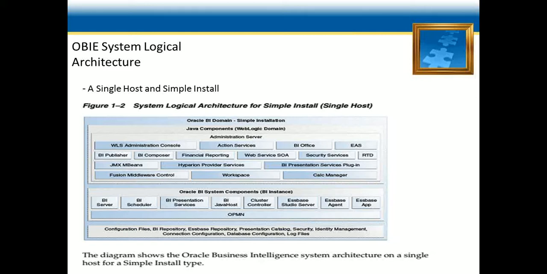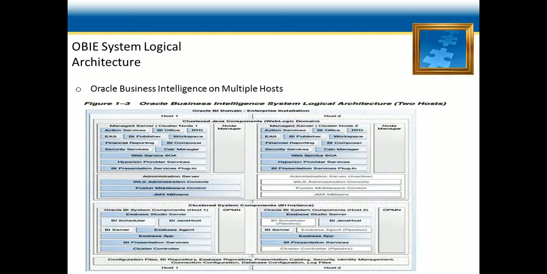We'll move further. Here I have given a diagram of the logical architecture for single host and simple installation. The architecture for the simple install type is similar to the enterprise install type, but there are some differences that I will outline here. The node manager is not installed in simple install. All components that are part of the managed server in an enterprise install type are instead part of the administration server. The managed server is not installed in simple installation.